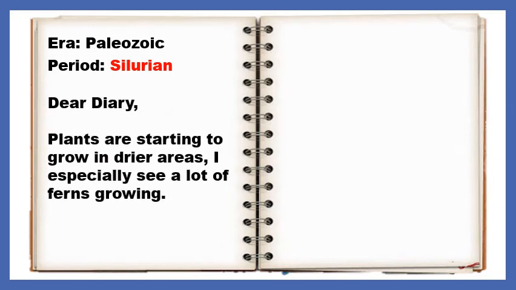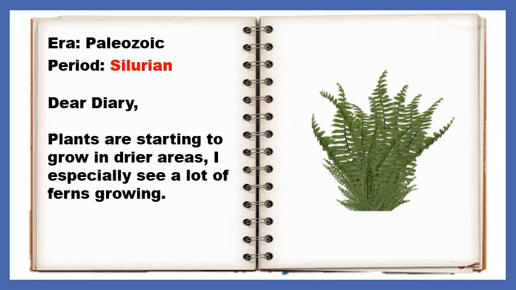Diary entry 2. Era, Paleozoic still, but the period is Silurian. Silurian. I have a really hard time with that word. All right, let's see what she had to say today. Dear Diary, plants are starting to grow in drier areas. I especially see a lot of ferns growing. All right. Those are our bushy ferns over there.